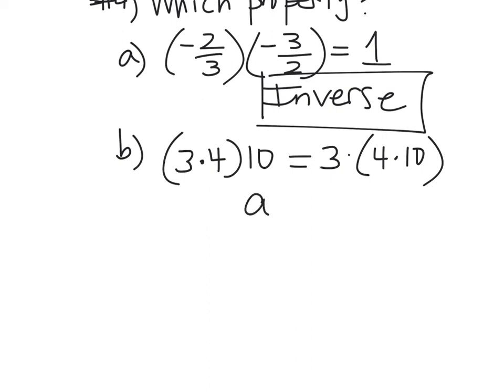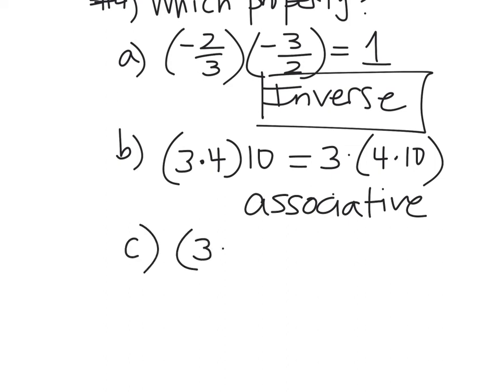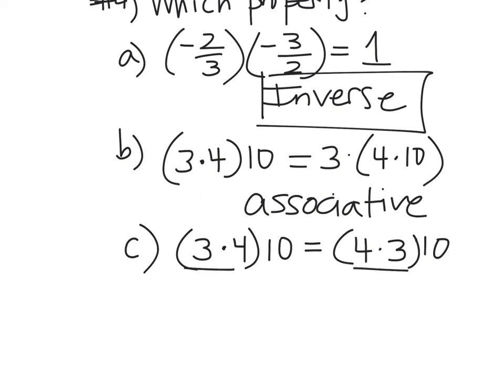Associative. Yes, associative. Now, here's the thing. Some people will think, oh, associative is whenever I see parentheses, and commutative is when you don't see parentheses. Well, then they'll really try to mess with you. So they'll do this. They'll go 3 times 4 times 10 equals 4 times 3 times 10. And some people will be like, okay, there's parentheses in this problem. It must be the associative property. This is not associative, right? Did the associations change? No, 10's left out. 10's been left out the whole time.